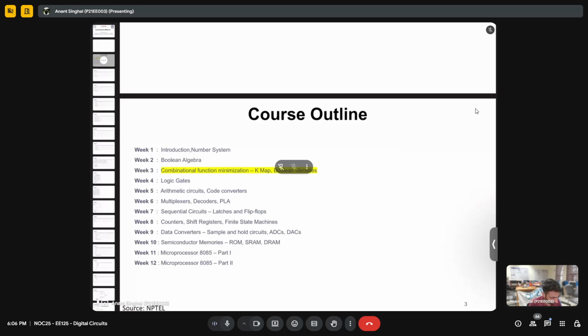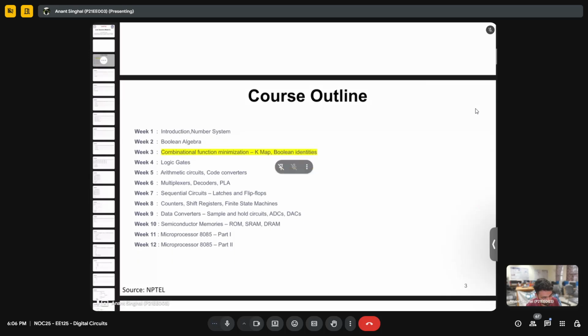Yeah, so I was going through the course outline. We have already covered the introduction and the Boolean algebra part, and today we'll be focusing on function minimization techniques, which are the K-map and some Boolean identities we have already covered in the previous lecture, like the basic theorems such as distributive, De Morgan's, etc. But the main technique is the K-map, or the Karnaugh map.